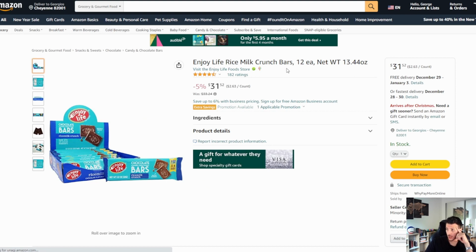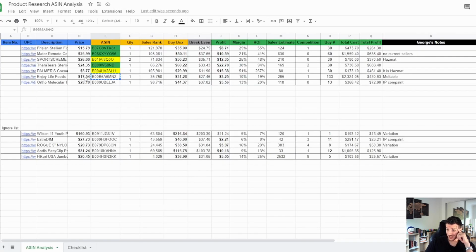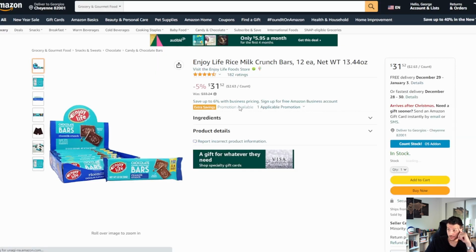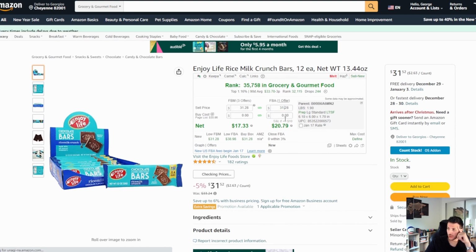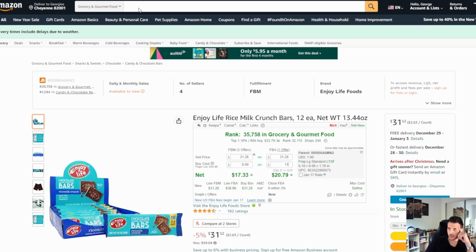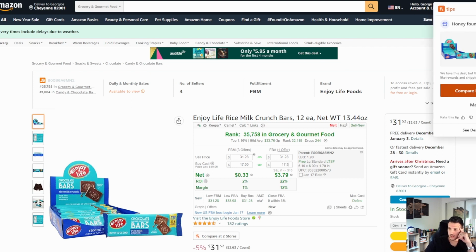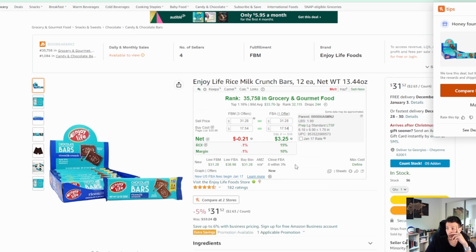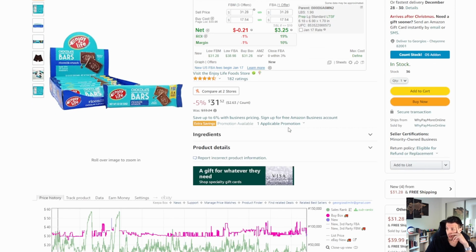Okay. So let's have a closer look at these. It's going to cost us $17.54 to source, and the price is $31.52. $3.25 worth of profit, 20% ROI. Not too high, to be honest, but if the sales are there, it could be worth it.